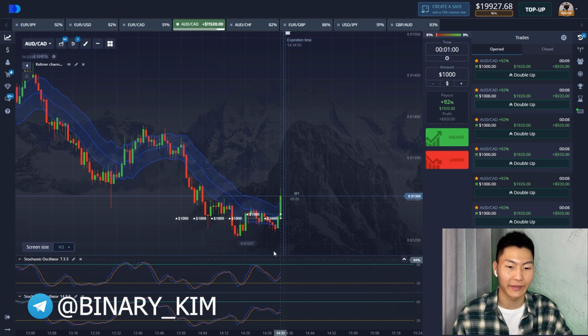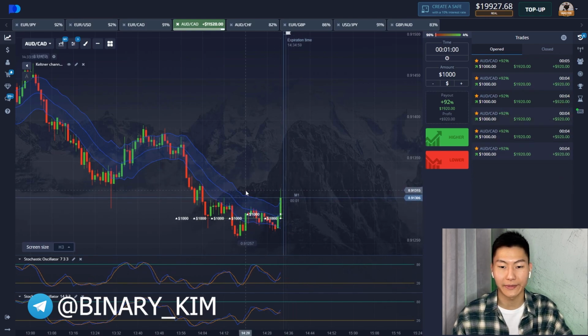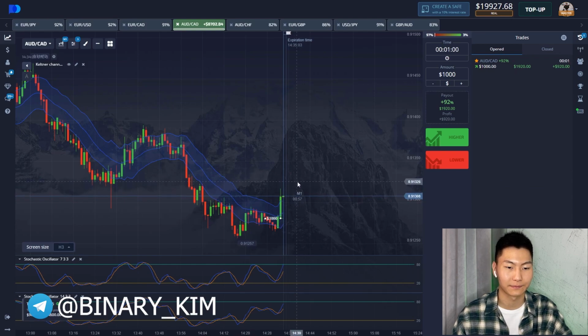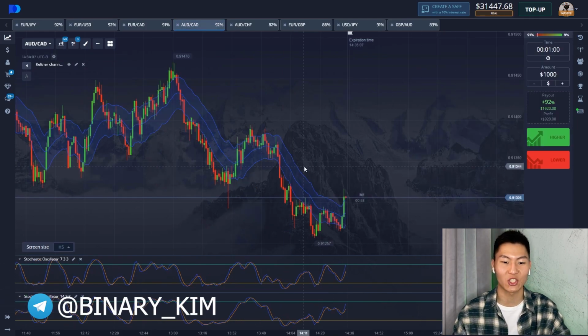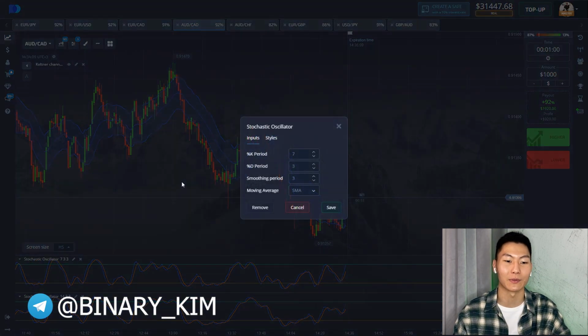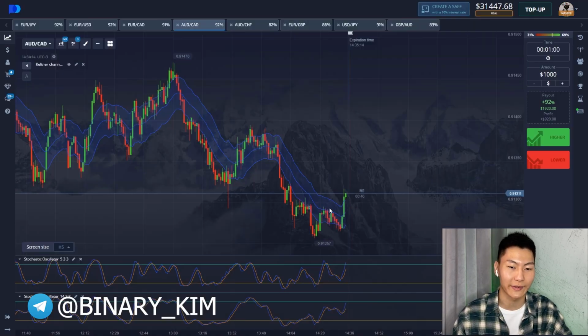So we see a very nice pump here. Stochastic didn't disappoint us, and there are several seconds left before the closing. And our first long position has been closed with a profit, guys. We got more than $30,000 on our balance. Let's change the stochastic settings.